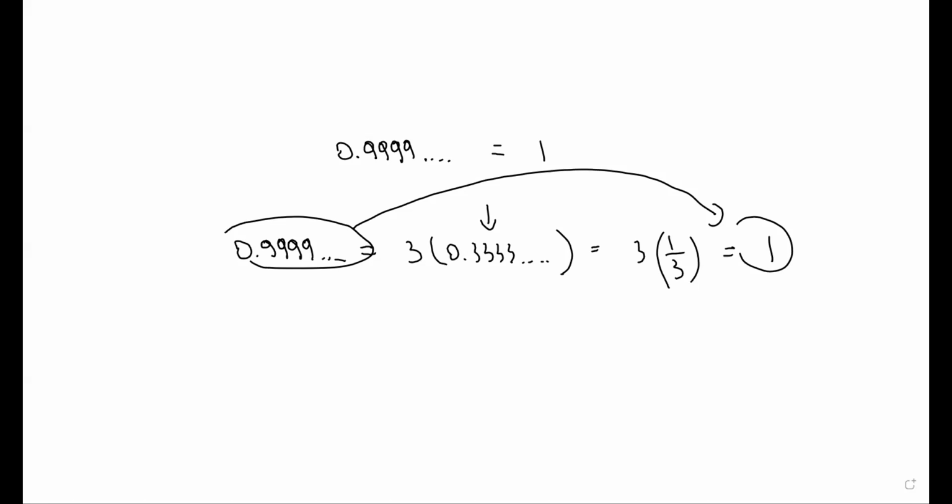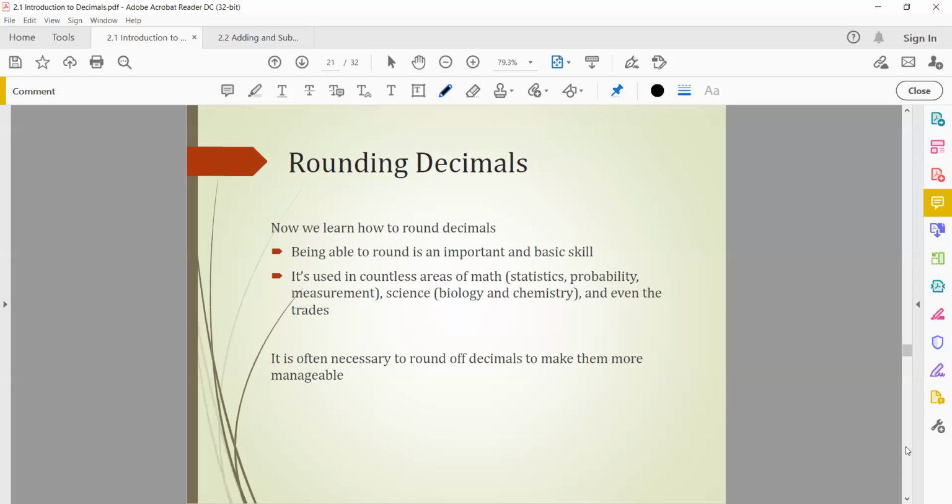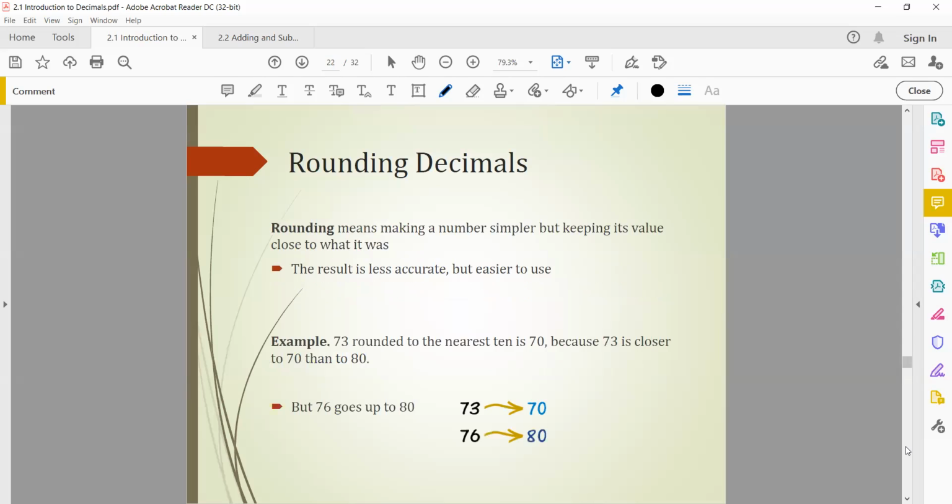Apologies. Okay, so being able to round is very important. The point of rounding is that you are making your number more manageable by dropping off some decimal points, but you also want to keep your number as close as possible to what it was in order to avoid losing accuracy.